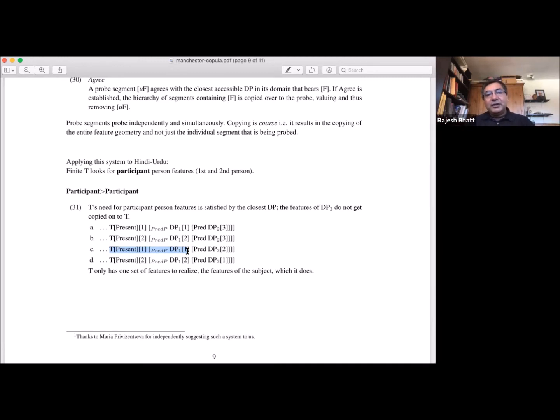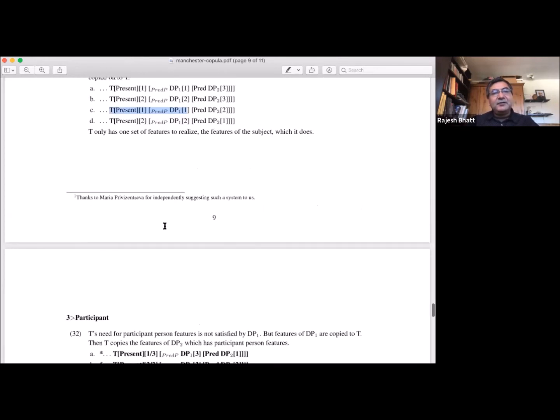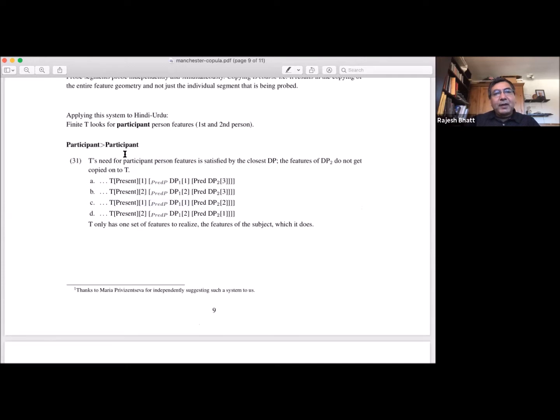So in all of these configurations, participant over participant, and also participant over non-participant, as long as the first DP has participant features, the probe will never go past the first DP because it will have all of its agreement needs met on the first DP. And that's what's happening in 31.